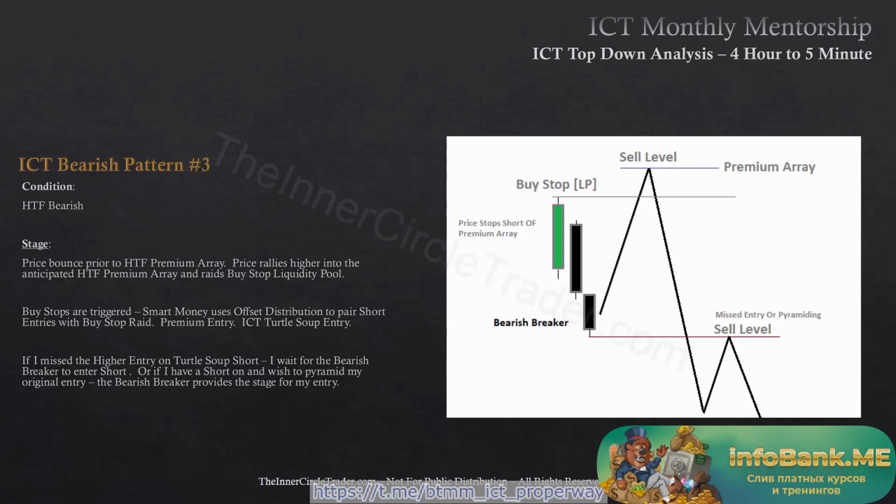So here we have that situation just reversed with the bullish pattern number 3.